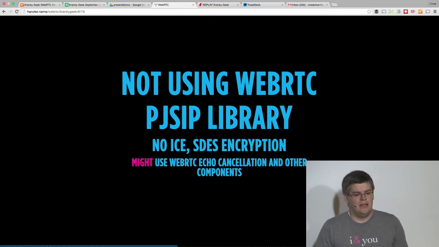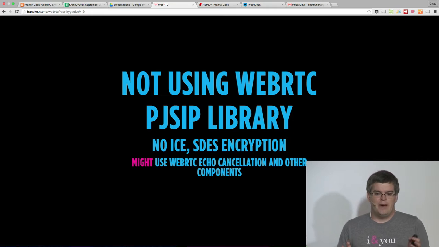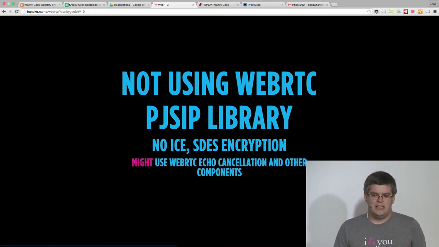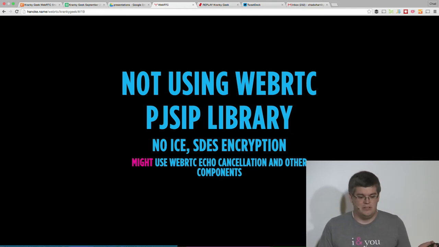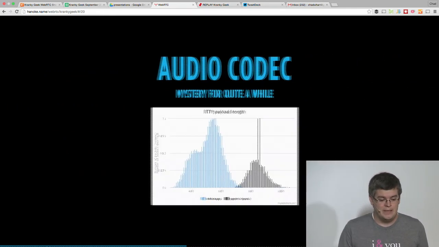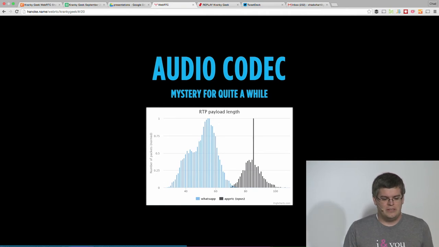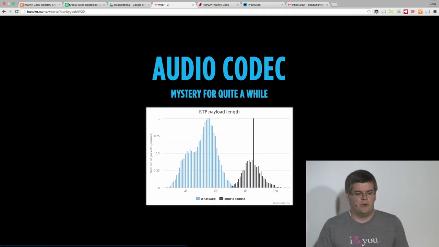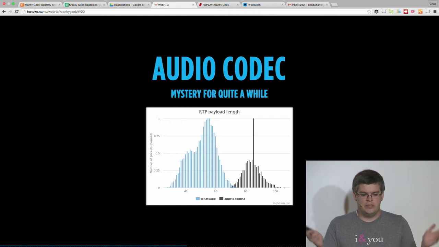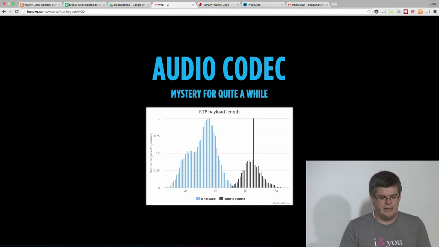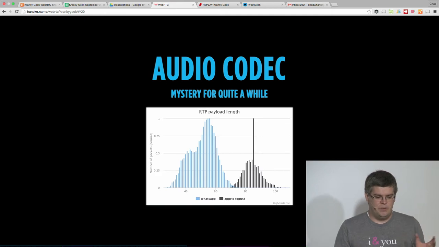And looking at the binaries, we found that they might use some WebRTC components, like the echo canceller. However, they don't tell us if they do, even though the license would require them. So the audio codec has been a mystery for quite a while. Zahi said, oh, it's Opus, but I showed him this graph, which basically shows how the packet lengths are distributed.